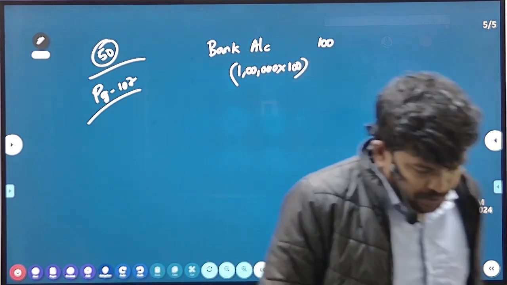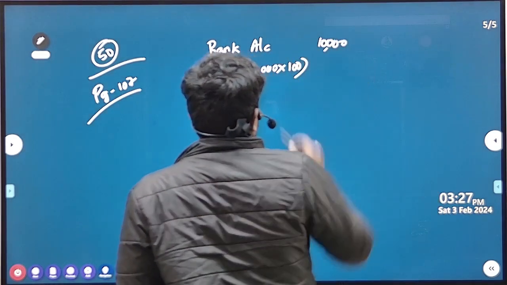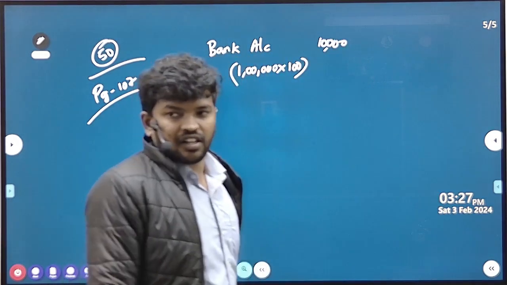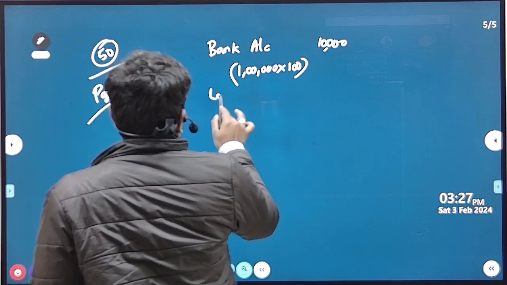I am taking rupees in thousands. So it is 10,000, na? Theek hai? Theek hai na? Haan. Next, redeemable at what?